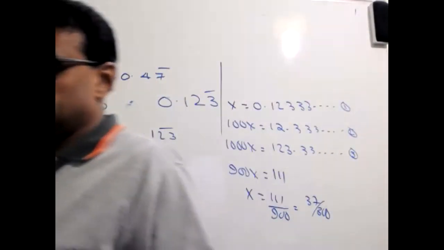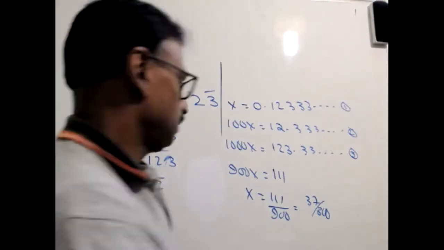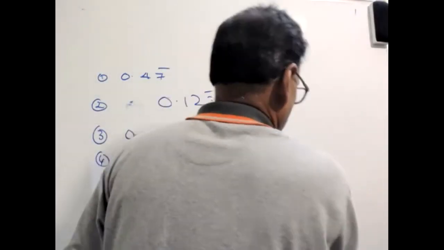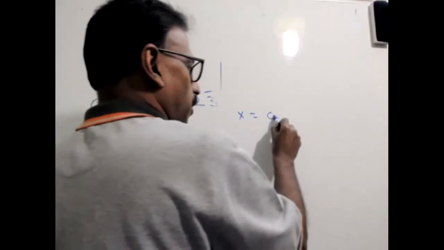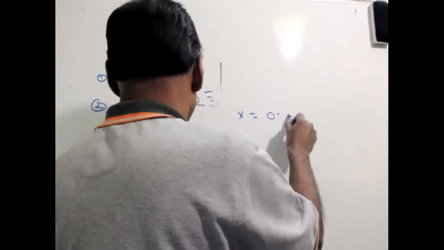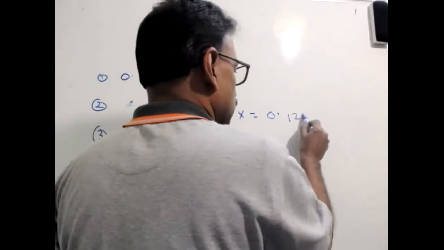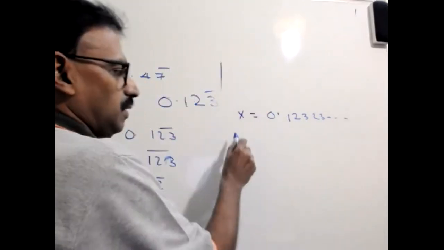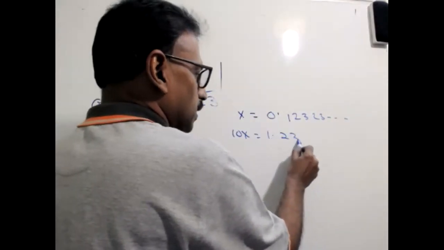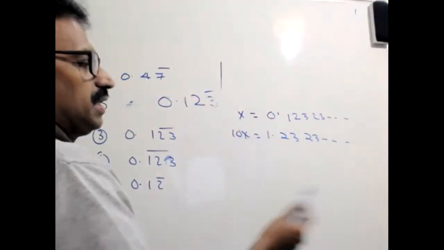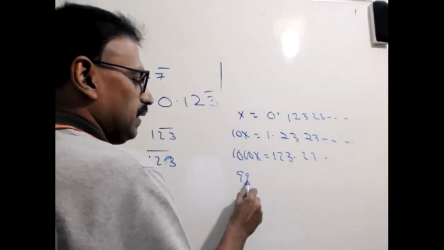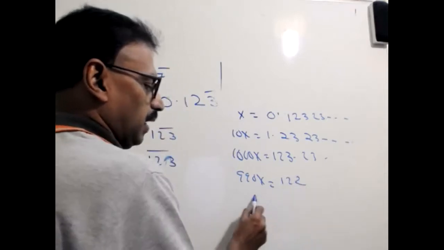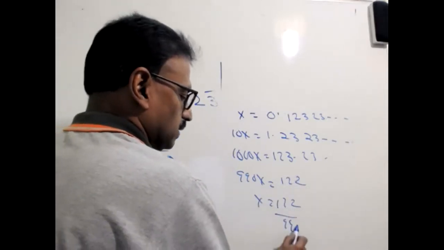So next one. x equal to next one. This one, right? Okay. 0.1, 0.1, 2, 3, 2, 3, etc. 10x equal to 1.23, 23, etc. Two-digit repeating. 1000x equal to 123.23. 990x equal to 122. x equal to 122 divided by 990.